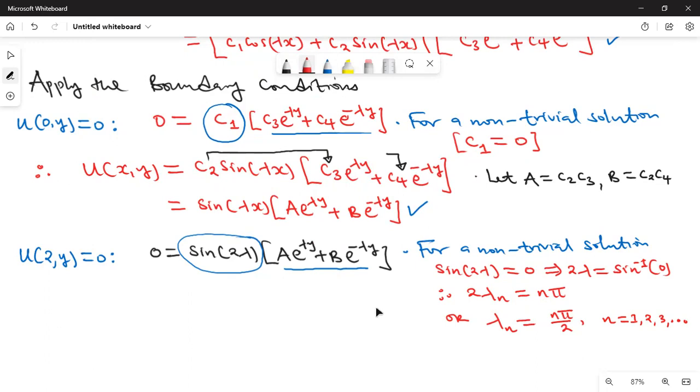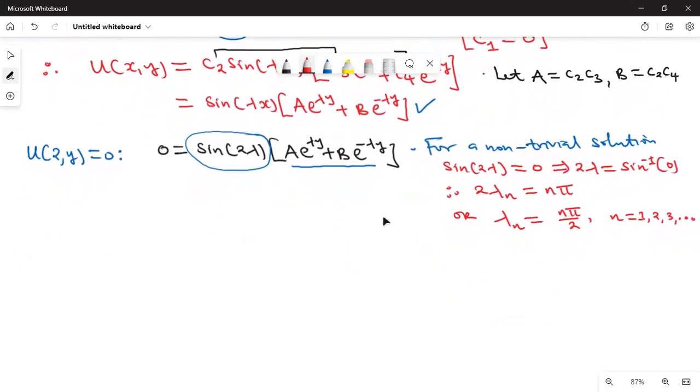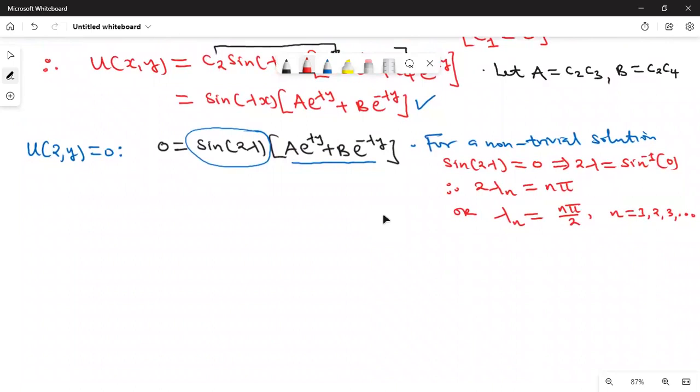So that's very important. Now, let's substitute that into our solutions. And I told you, you see, what we are calling lambda n, these ones are called eigenvalues. These are eigenvalues.